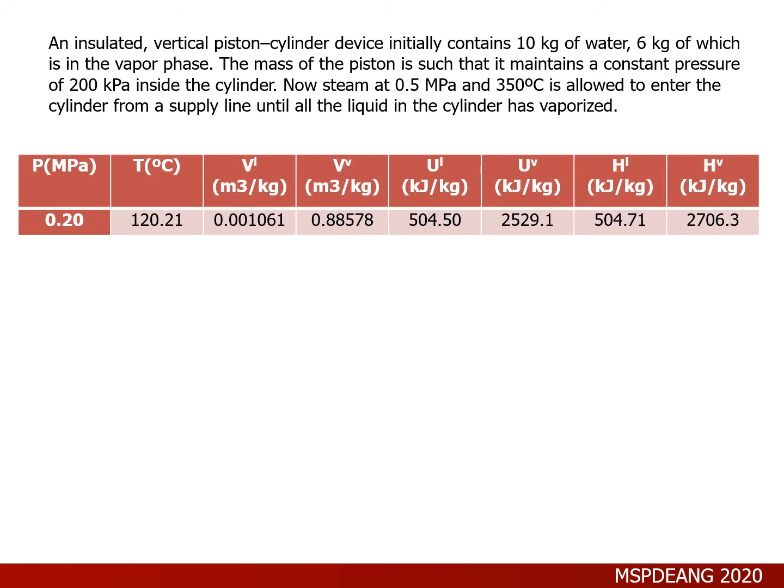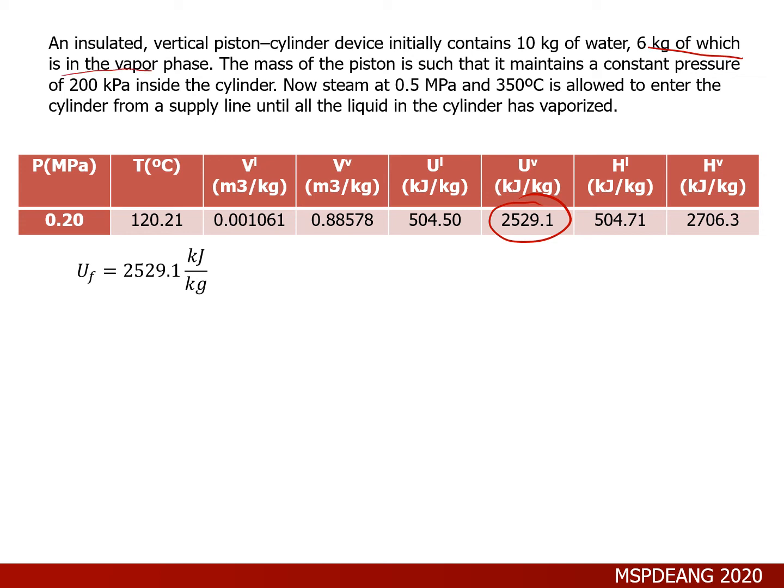So let us do this. Steam table naman. Okay, so first, UF, the final state is saturated vapor at 200 kPa. So ito na agad si UF. Now, initial conditions natin, you have 10 kilograms of water, 6 kilograms of which is in the vapor phase.